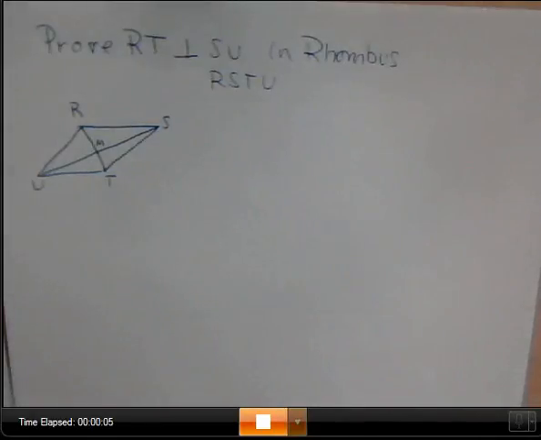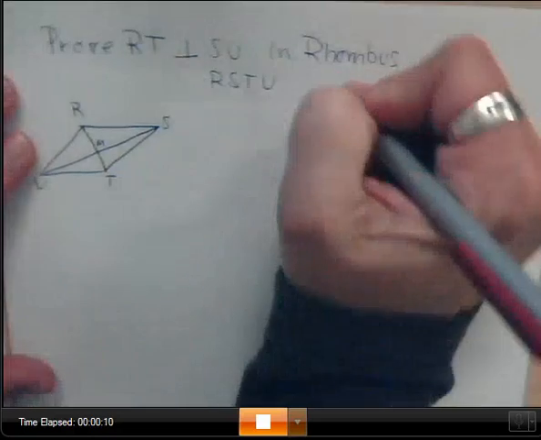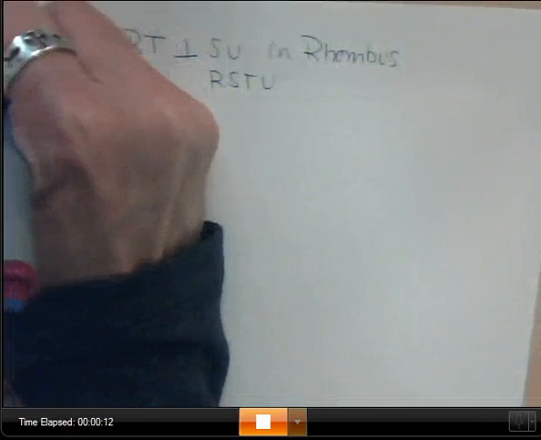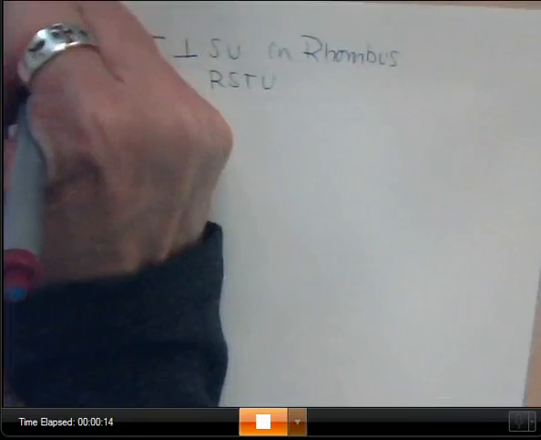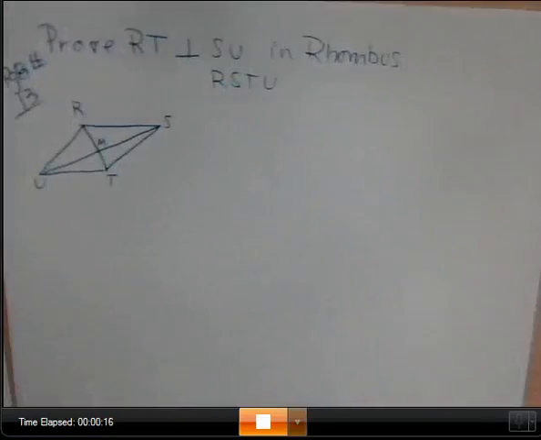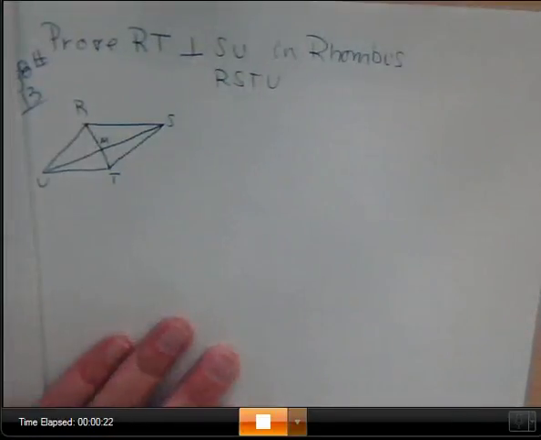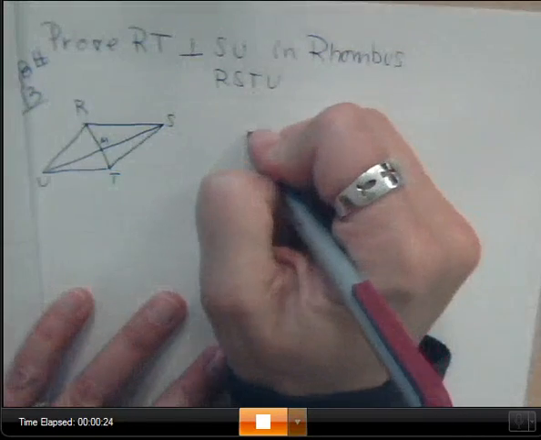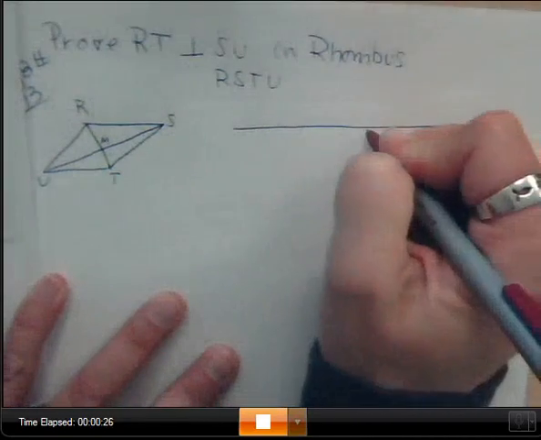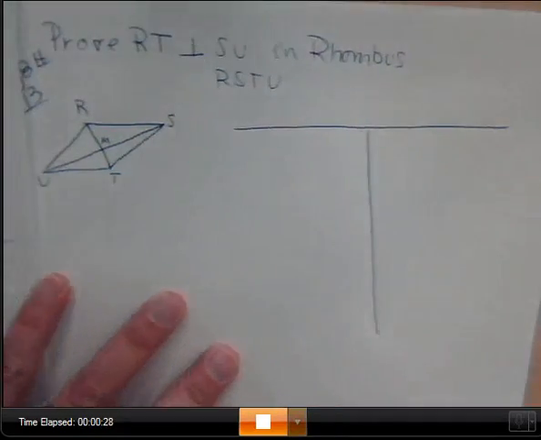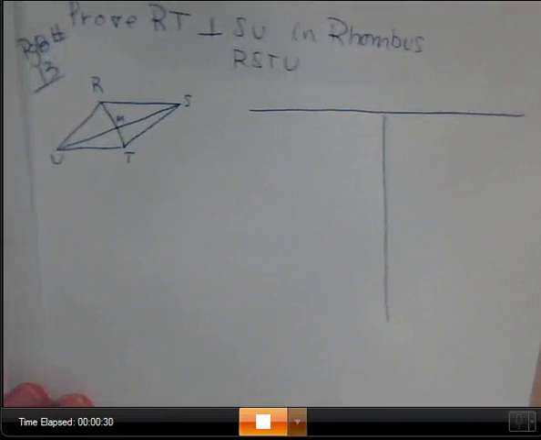So this is number, what would we say? This is on page 8. And this is number 13. So we're going to use this proof in a square. That's the only time that we proved that the diagonals were perpendicular. So we're going to use it as an example. And that's number 2 on your square proofs.